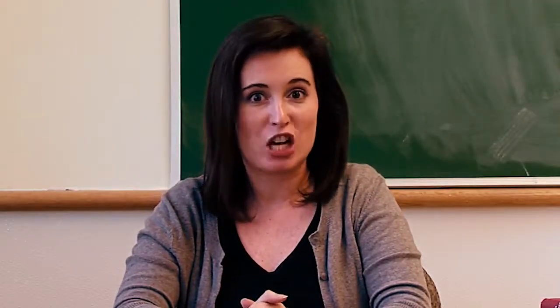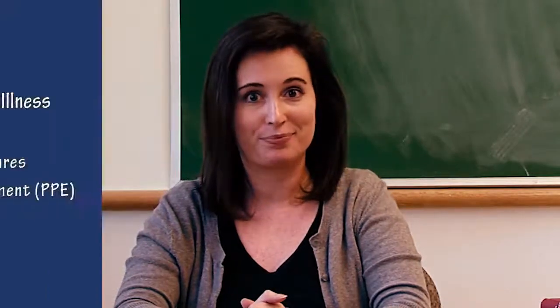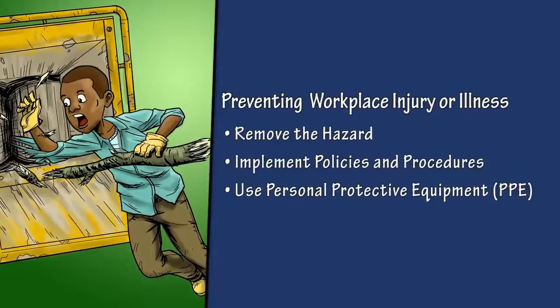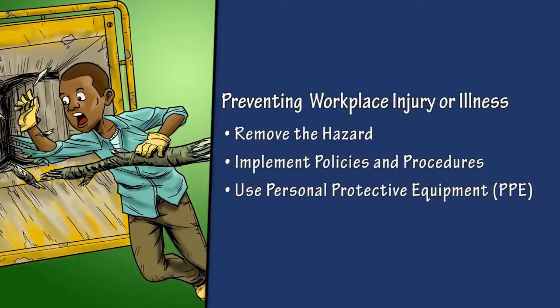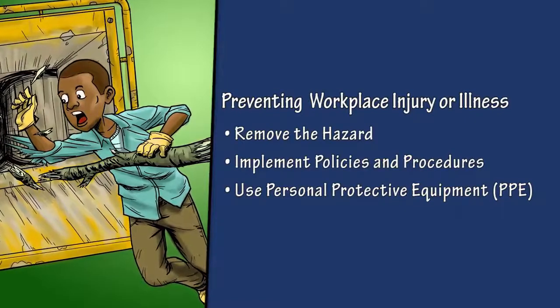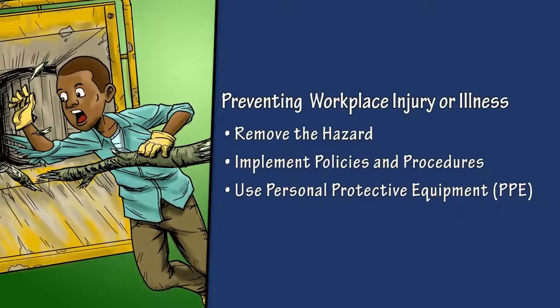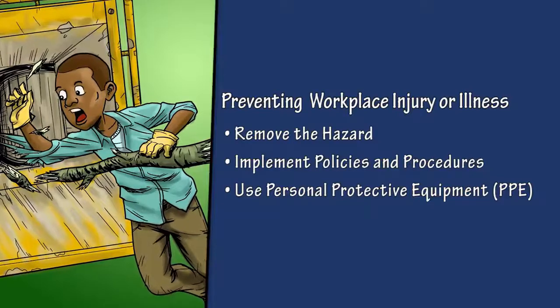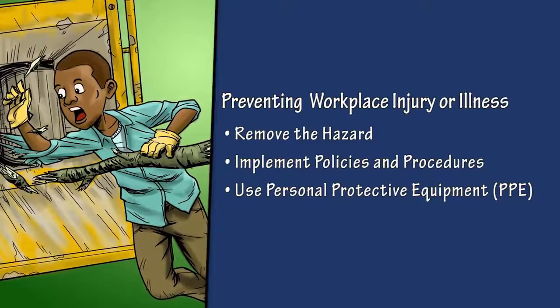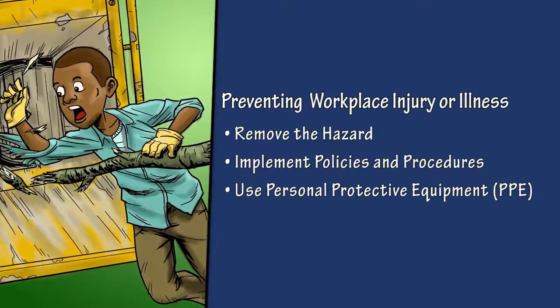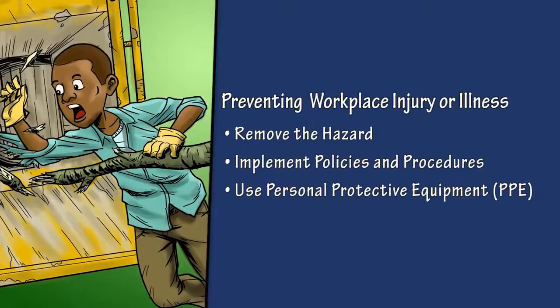Welcome back to Talking Safety Lesson 3, Making the Job Safer. In this lesson, we'll help students understand the 3 main ways to reduce or eliminate hazards. The best way to prevent a workplace injury or illness is to remove the hazard. If this can't be done, then hazards can be controlled through work policies and procedures or the use of PPE, personal protective equipment, such as a respirator or hearing or eye protection.